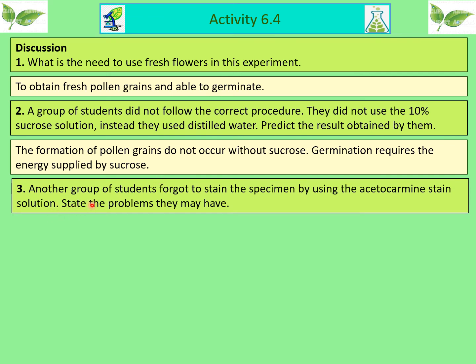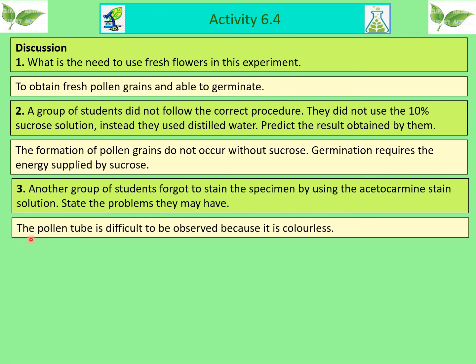Number 3, another group of students forgot to stain the specimen using the acetocarmine stain solution. State the problems they may have. So if they do not stain the pollen grains, the pollen tube is difficult to observe because the pollen tube is colorless.